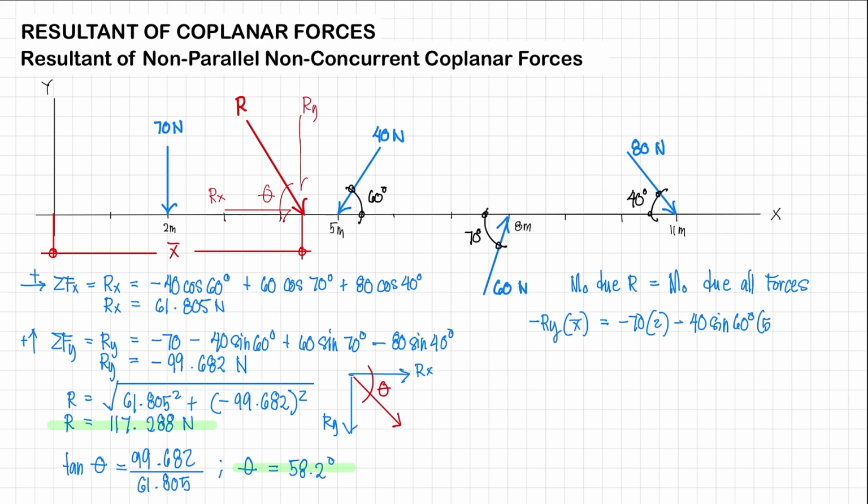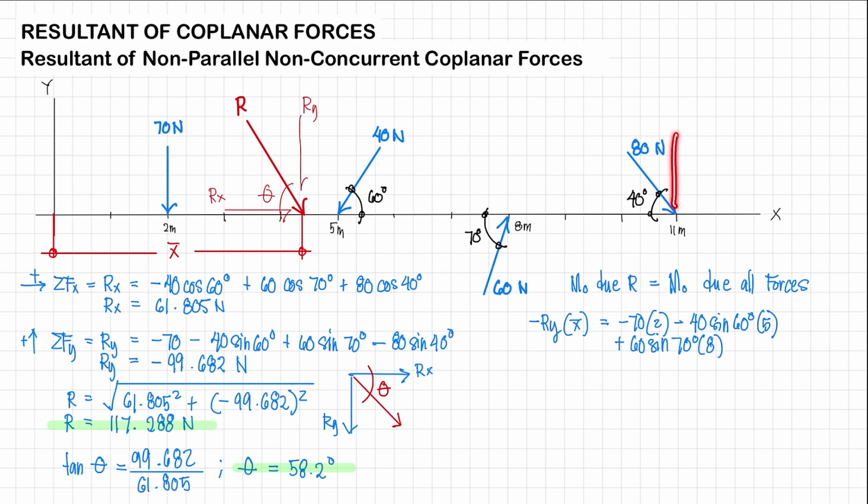So times 5. And then next we have the vertical component of your 60 newtons rotating in a counterclockwise manner. So that's going to be positive. So we have here positive 60 newtons sine 70 degrees. For the perpendicular distance, this is 8 meters from your point of origin. So let's multiply that by 8.